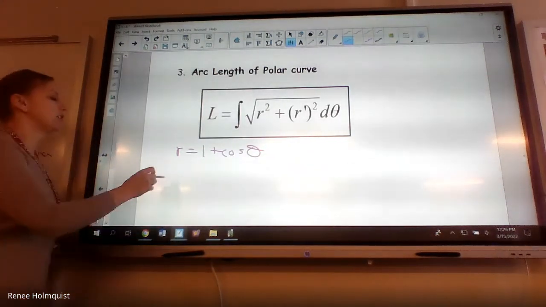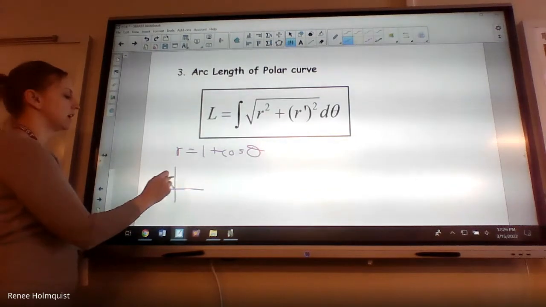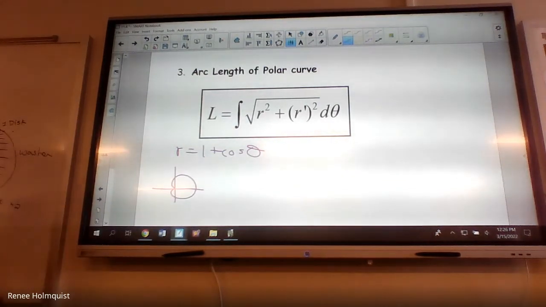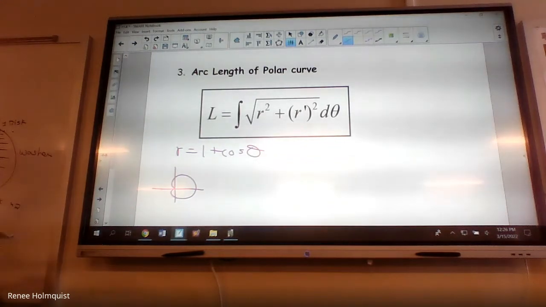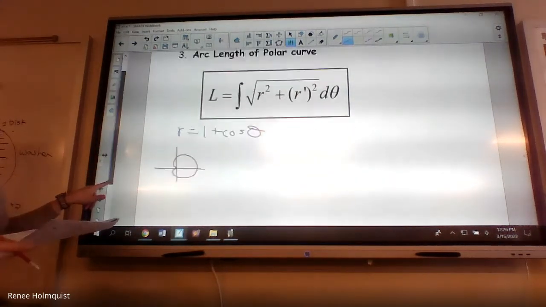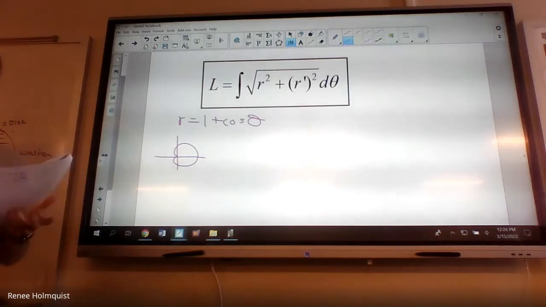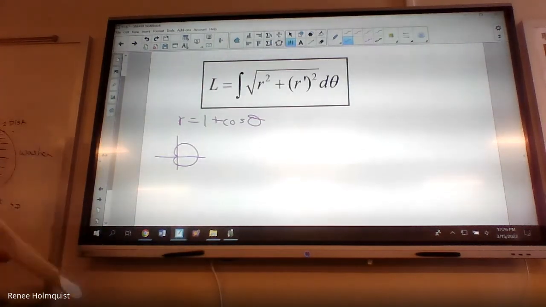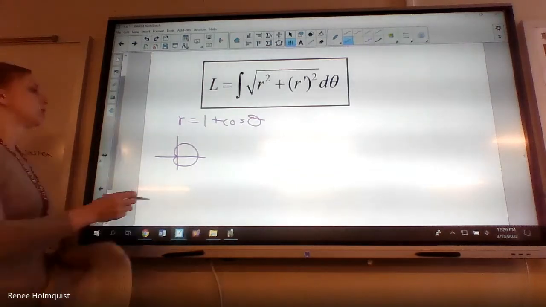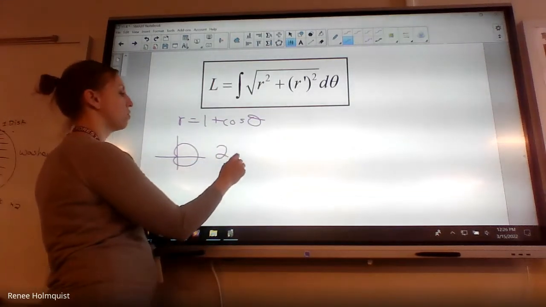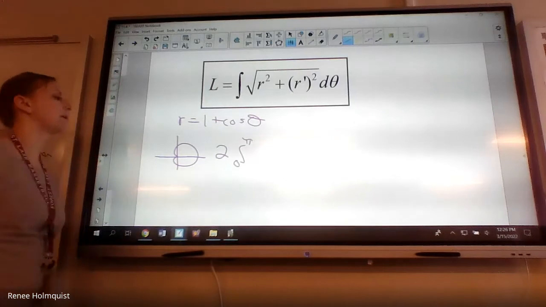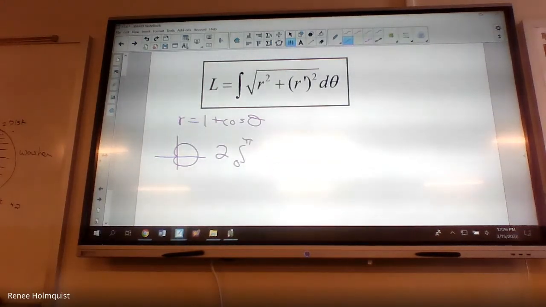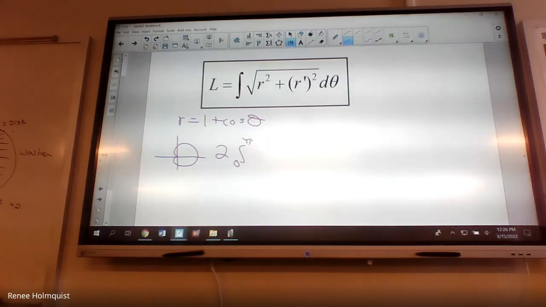Okay, so when you're doing these, same idea. We're going to use some symmetry, so I don't need to do the whole thing. And so we're doing the arc length of this. What's the whole arc length? Like how long of a piece of string do you need to make this? So we're going to just say 2 times, and we're going to do 0 to pi because again, it's symmetric.